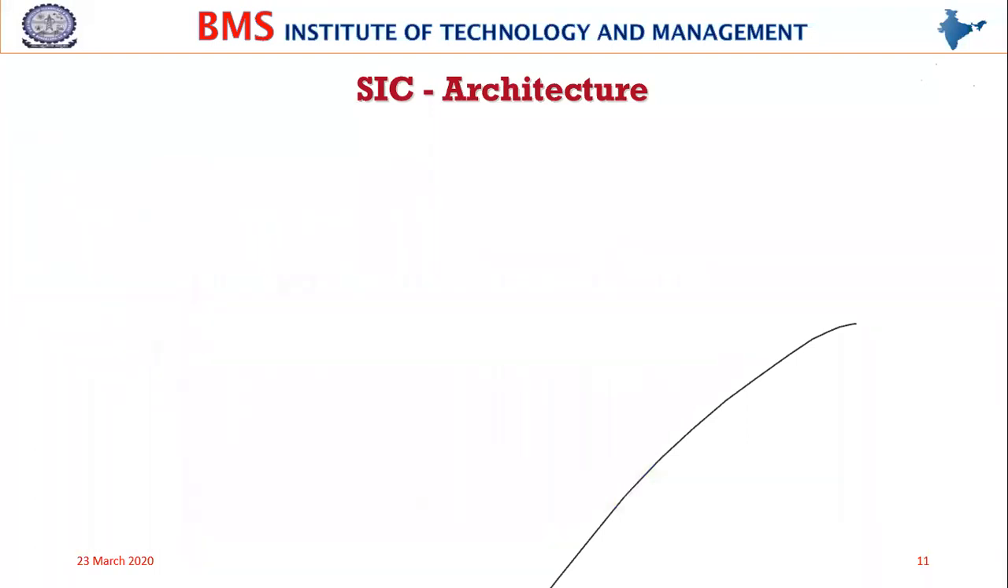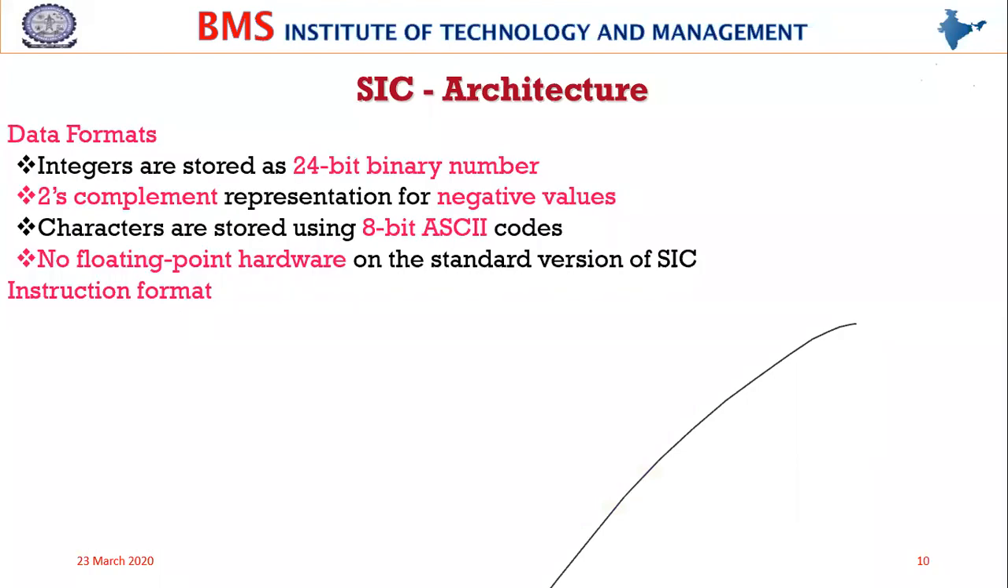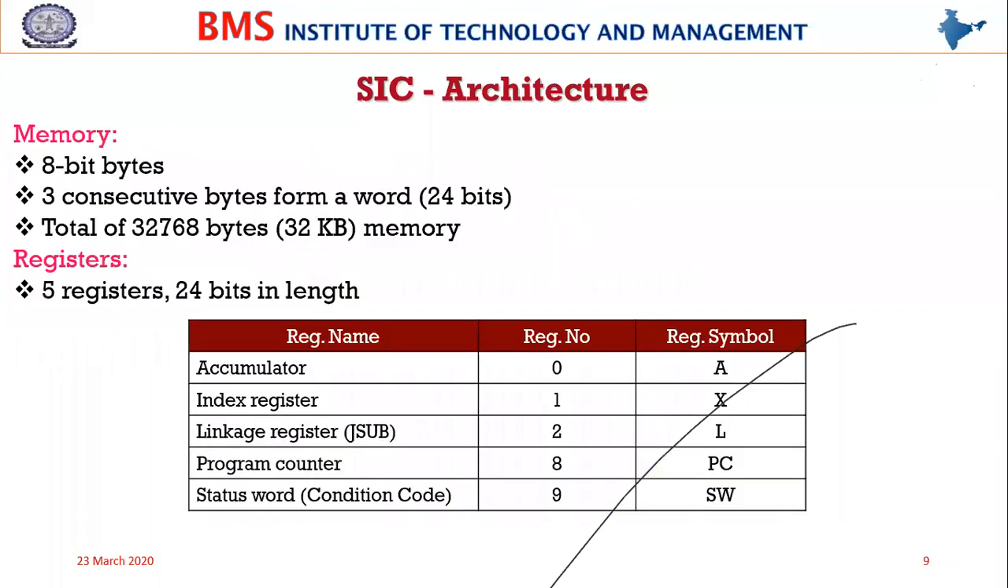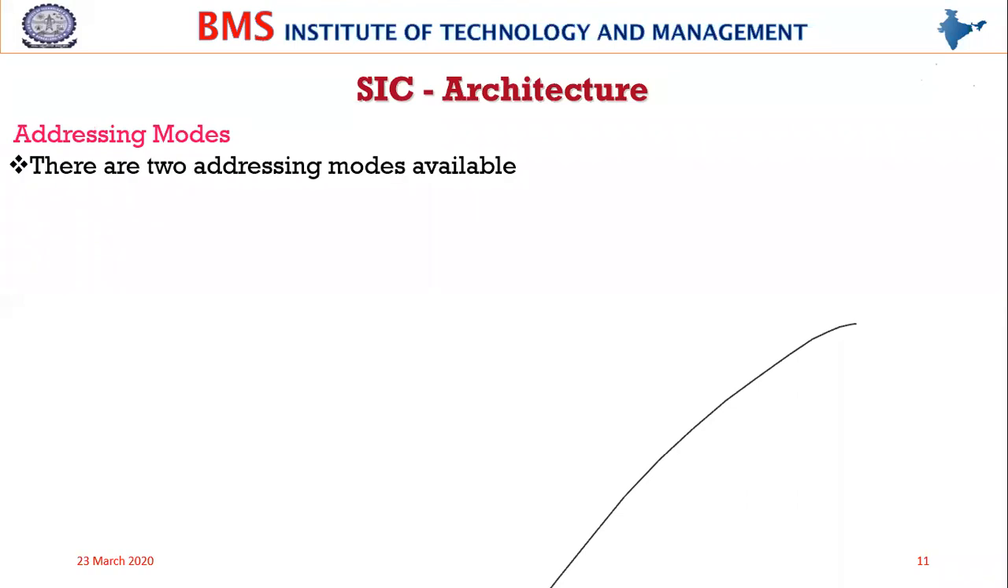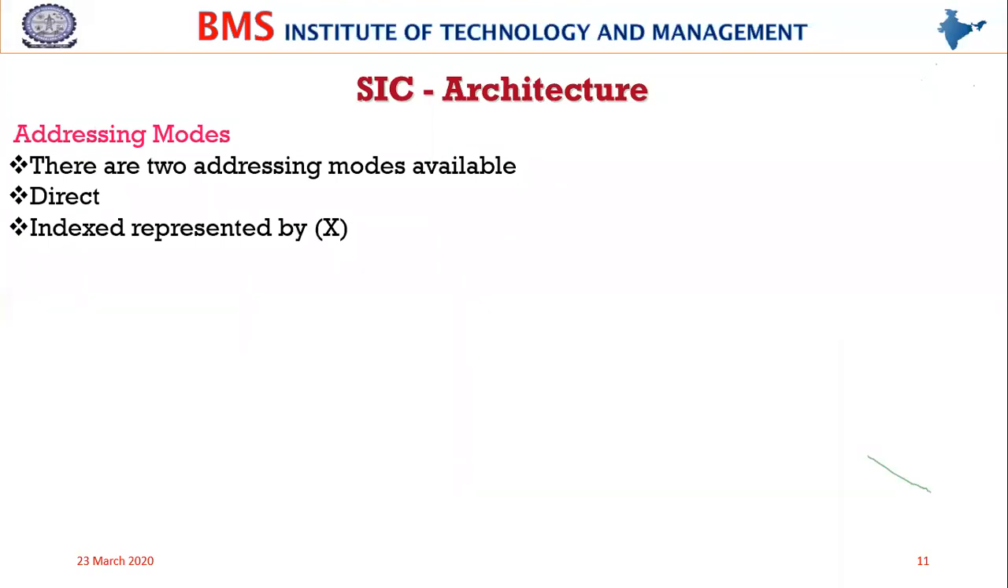So we discussed registers, data formats, and the memory, right? So you should be remembering this. And addressing modes. As SIC is a simplified machine, we have simple addressing modes. We are using only 2 addressing modes. One is the direct mode, wherein the 15-bit address is completely given in the instruction itself. The second one is the indexed addressing mode, which is represented by X.